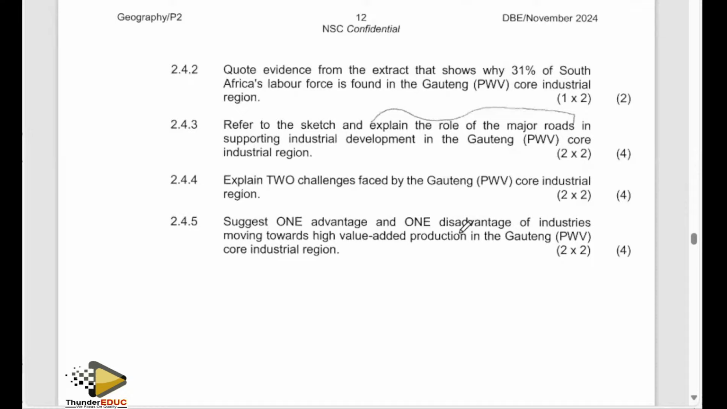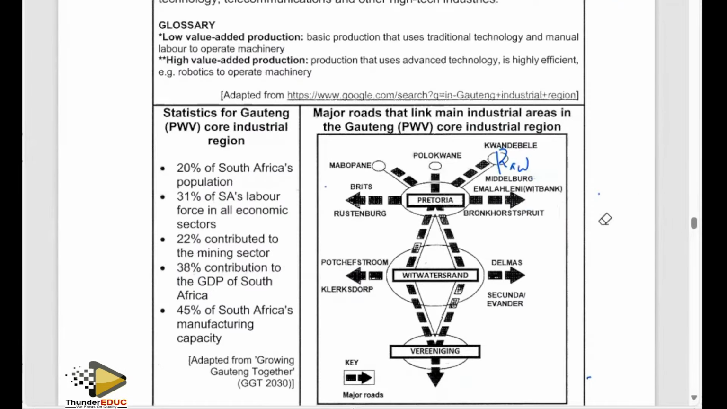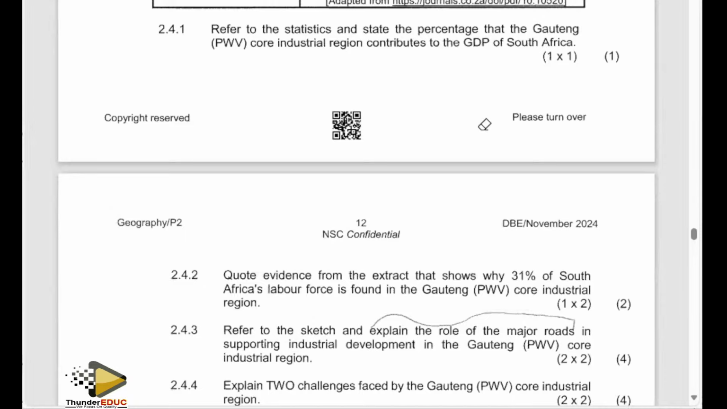Right. Explain two challenges faced by the Gauteng PWV core industrial region. Two challenges. There are so many challenges faced by this industrial region. We're just going to highlight a few. We're not going to exhaust everything since there are many of them.